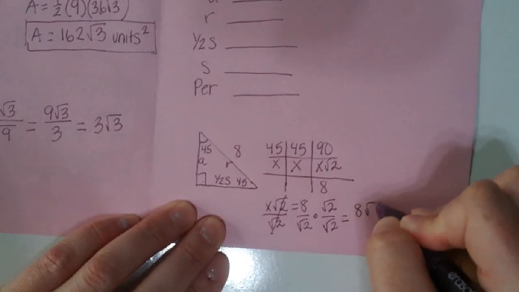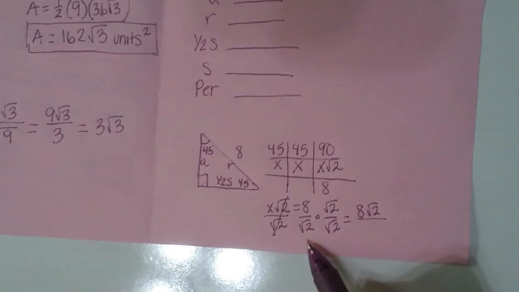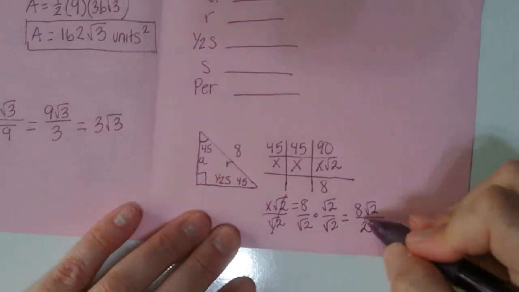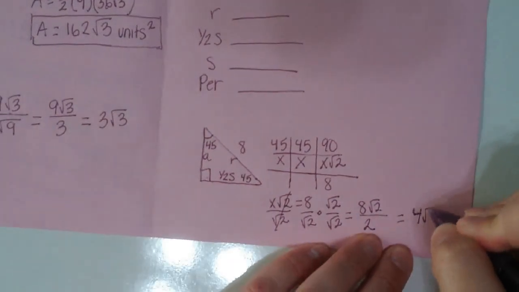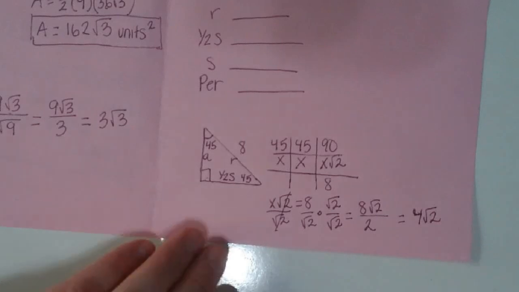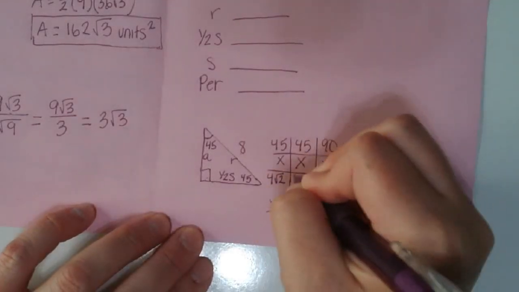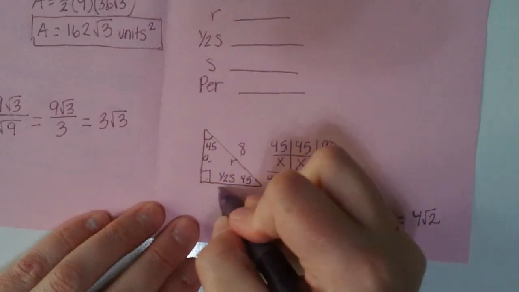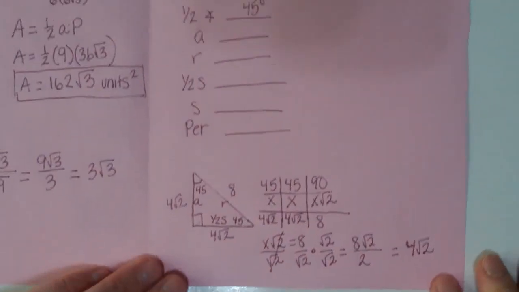So this becomes 8 square roots of 2. And square root of 2 times square root of 2 is square root of 4. Well, square root of 4 is just 2. Now we can simplify. 8 divided by 2 is 4. So what we have here is 4 square roots of 2. That is what our x is equal to. So labeling over here, 4 square roots of 2.